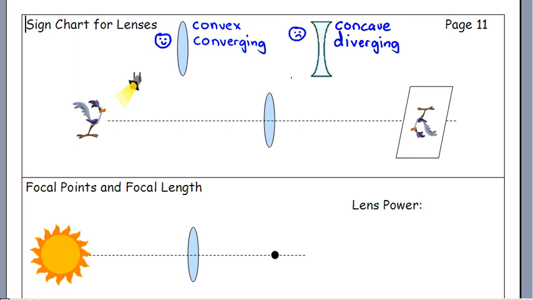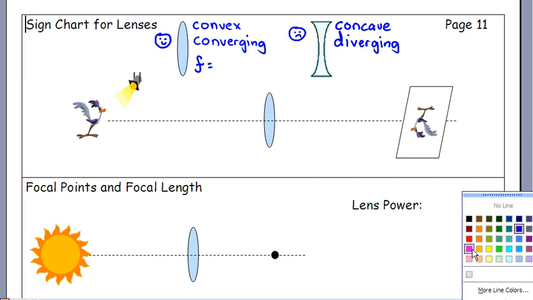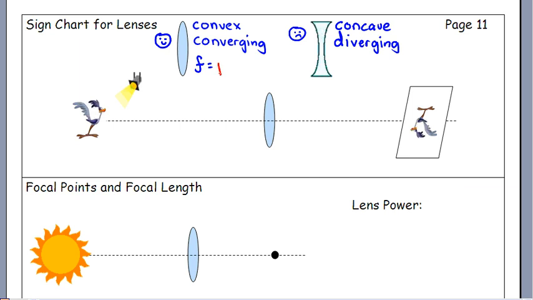We're going to talk about, in just a minute or two, how these lenses have something called a focal length to them, some sort of number that's a length. And for the nice lens, the converging or convex lens, we're going to say that that focal length is a positive number. Very nice thing. But for that weird lens, we're going to say, oh yeah, it's got a focal length, but be aware of the fact that it's actually a negative number.